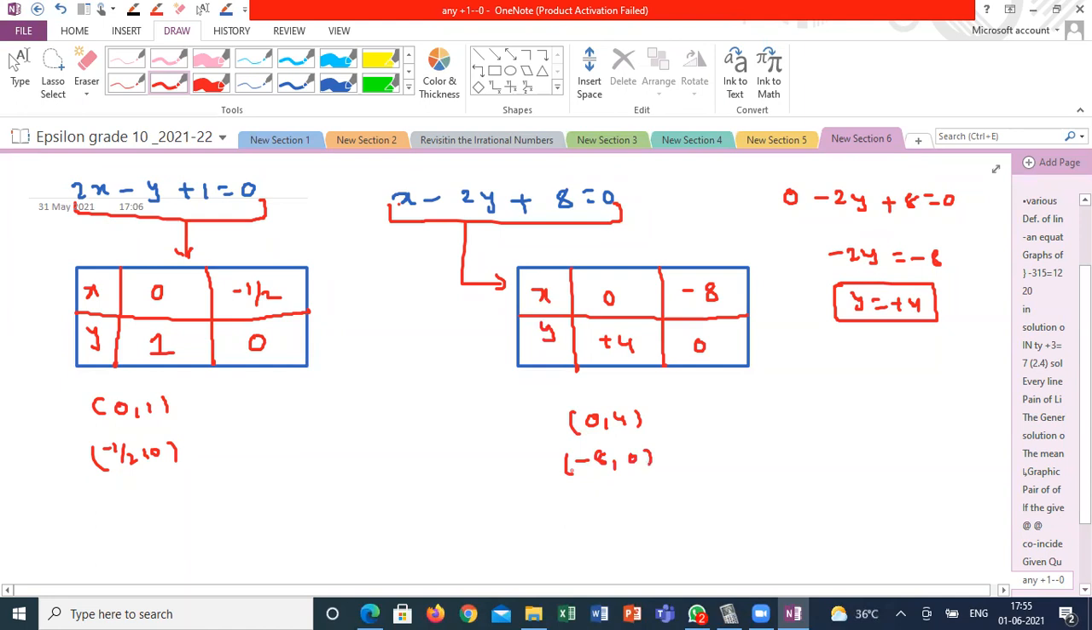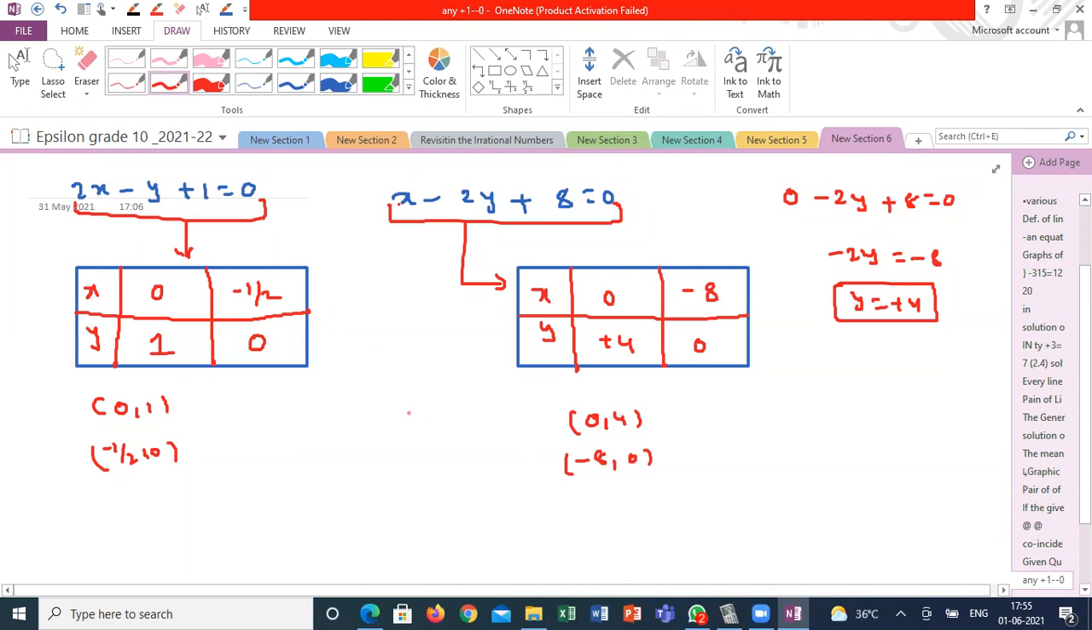Guys, it is not necessary that you take 0 for x or y. It's my convenience, as I said. I took the coordinates like this, but you can take two different ways to trace the line, and all the lines will come the same, because each line has many solutions. You can take any two solutions and draw the straight line. Just join these two points and extend the line.